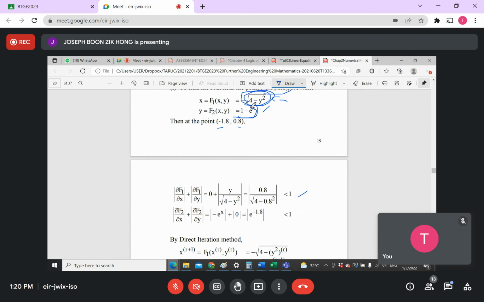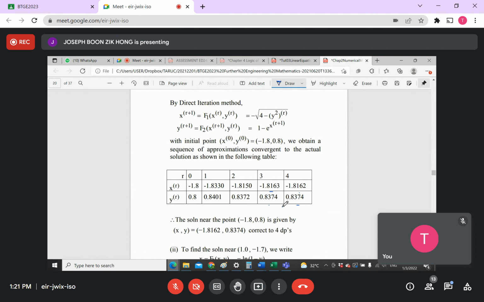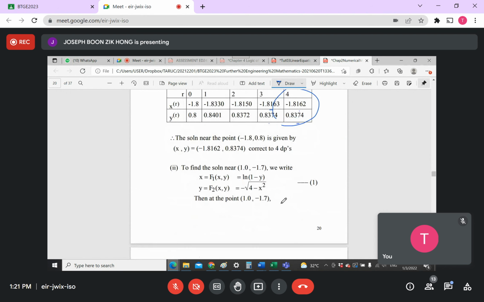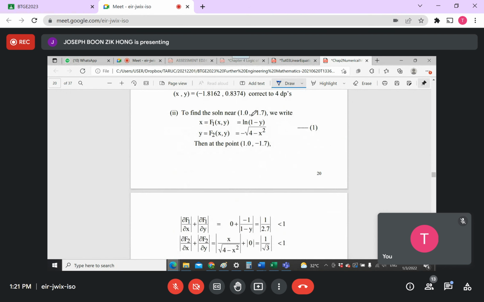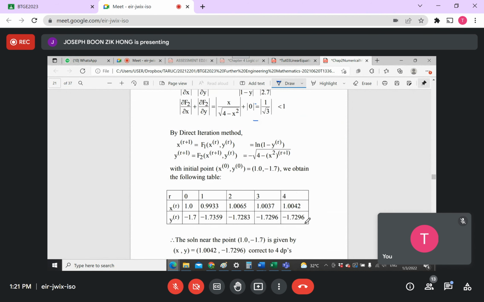And then we differentiate this one with respect to x, with respect to y again, and put in our x and y, to see whether it's less than 1 or not. If less than 1, yes, that means this initial point is suitable for these two. Then we can start with the direct iteration. We do it until there is very little change. Then the answer will be this one. For the second one it is also the same, but because you are starting with different points, you have to substitute to check whether it's correct. Is it still less than 1 or not? If less than 1, then only you can proceed.